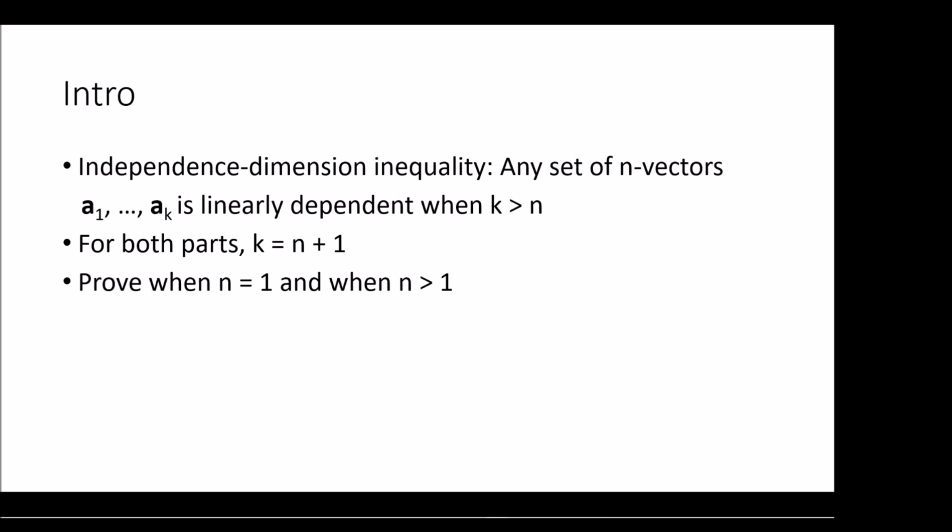And the two parts of the proof that we'll be doing are for when n is equal to 1 and when n is greater than 1. So the first part of our proof is for when n equals 1. K will therefore be 2, which means we will have two vectors, a1 and a2, of one dimension each.